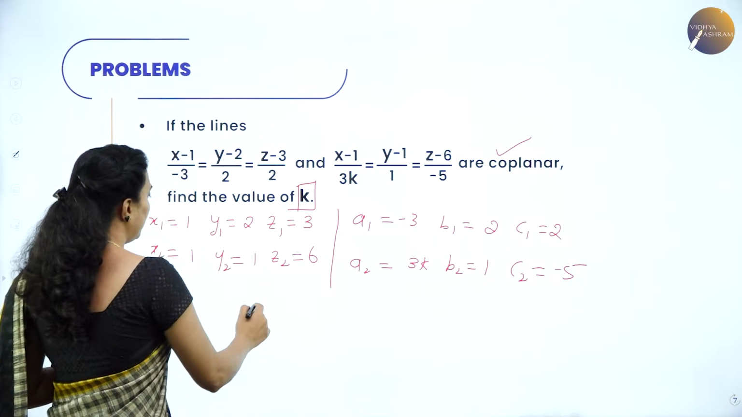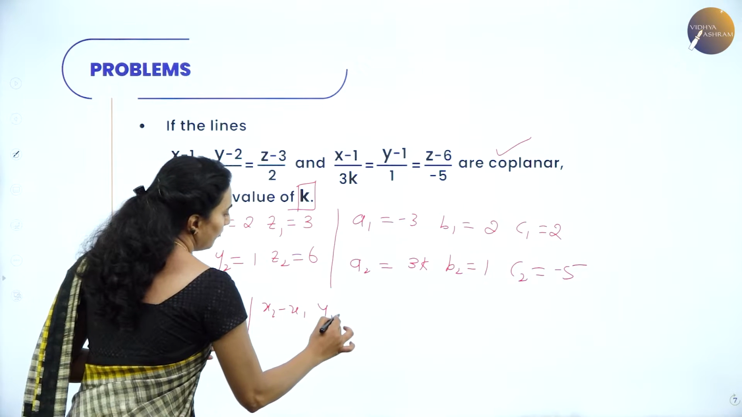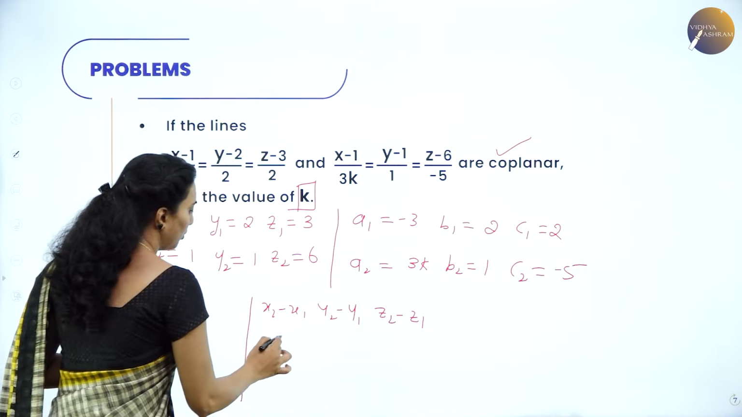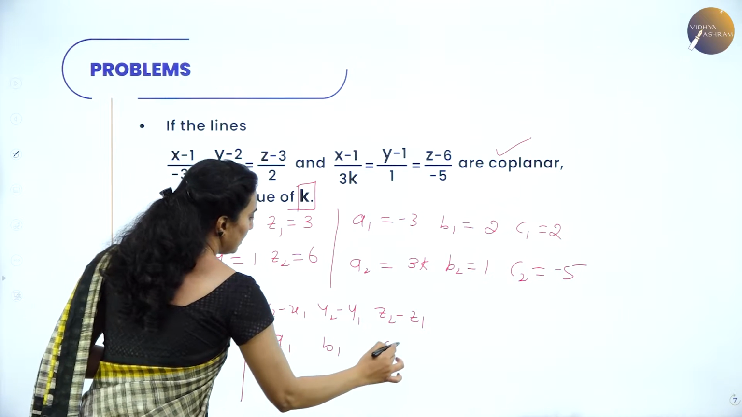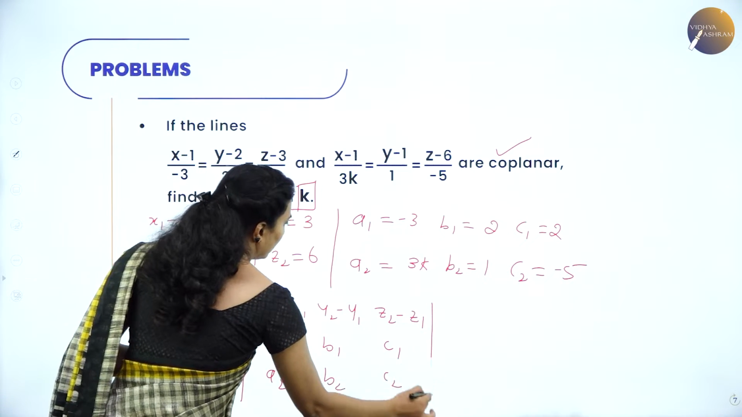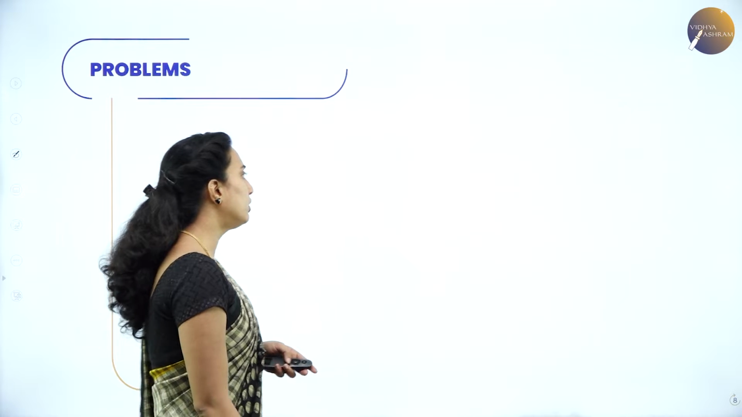Now, what is the determinant? Let me write the formula first: x2 minus x1, y2 minus y1, z2 minus z1 in the first row, a1, b1, c1 in the second row, a2, b2, c2 in the third row. That determinant will be equal to 0. Let me substitute the values here.